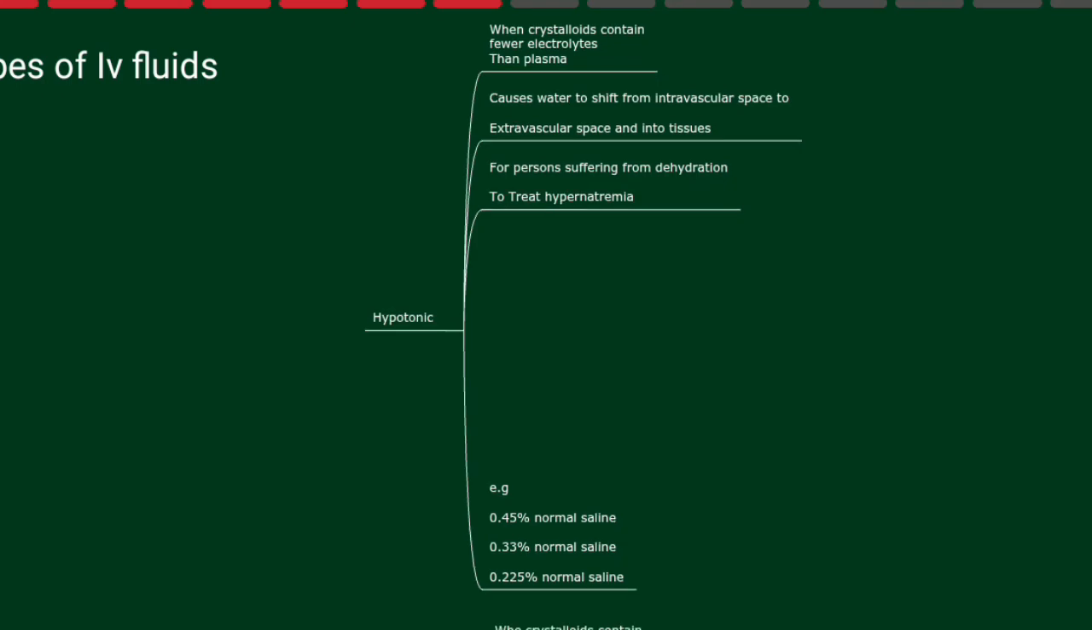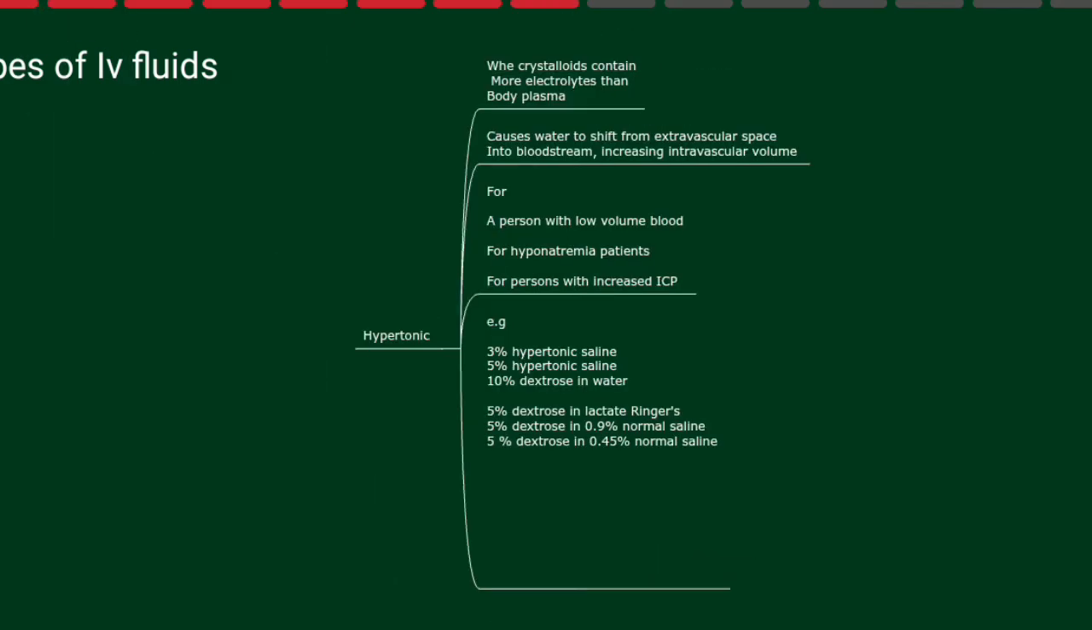What are the types of the hypotonic crystalloid? We have the 0.45% normal saline, we have 0.33% normal saline, we have 0.225% normal saline. Guys, let's talk about the hypertonic crystalloids. Here, the crystalloid contains more electrolytes than body plasma. So what happens here? It causes water to shift from extravascular space into the bloodstream, increasing the intravascular volume. It is used for persons with low blood volume, persons with hyponatremia, and persons with increased intracranial pressure.